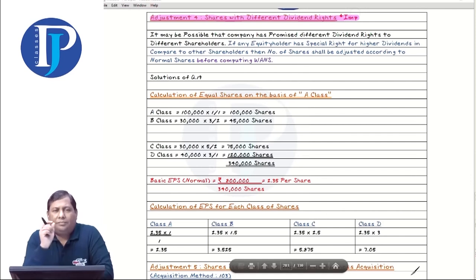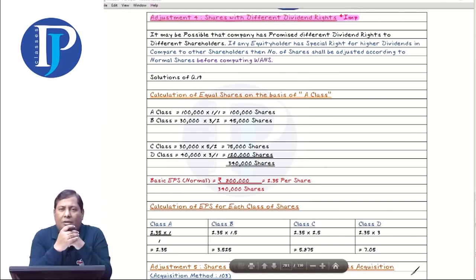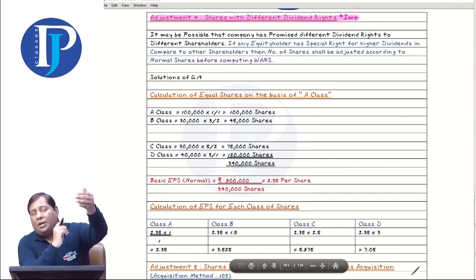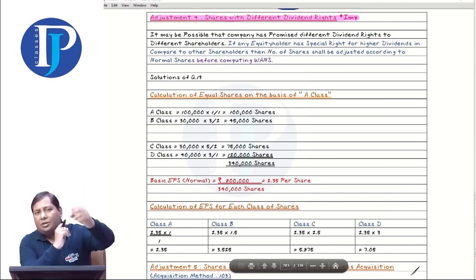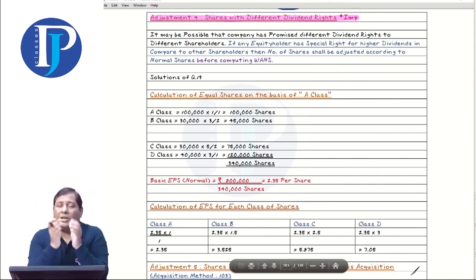The company does not have shares with different face values, as SEBI does not allow it for listed companies. The company has one market price of the share. But it could be possible that the company has created some classes or categories of shares and given them different dividend rights. It is possible that a specific class of shares has a special dividend right.